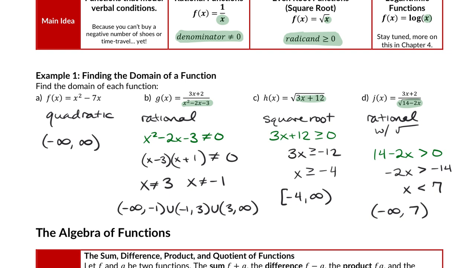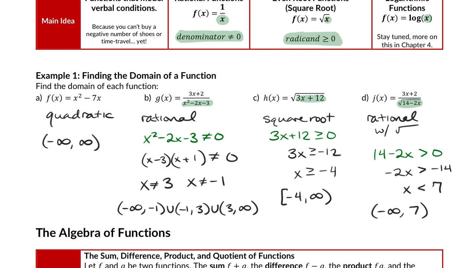Why is the square root closed here? Can you take the square root of 0? Yes, you can. What's the square root of 0? 0. So since we can actually do that, it can be equal to 0. It just can't be negative. So it just has to be greater than or equal to 0.